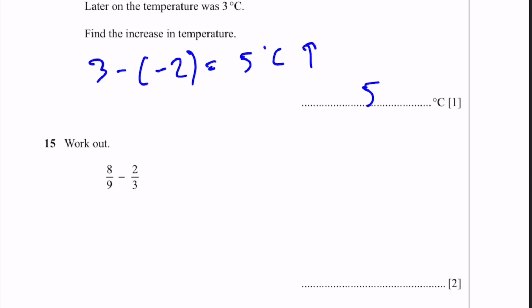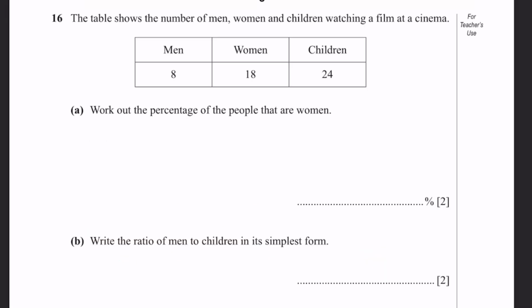Question 15. Work out 8/9 minus 2/3. So we can convert 2/3 so it has a denominator of 9. That's equal to 8/9 minus 6/9, which is equal to 2/9. That's the answer.